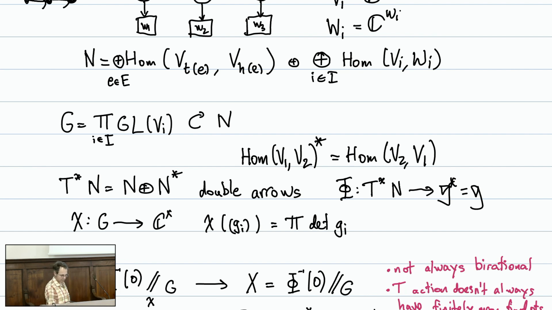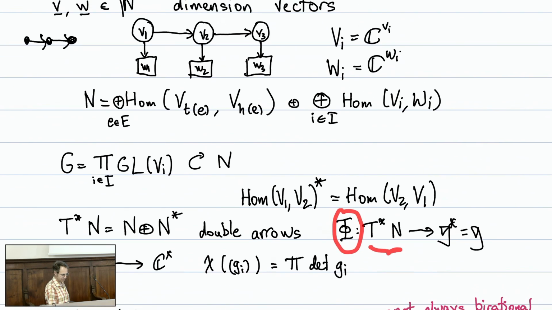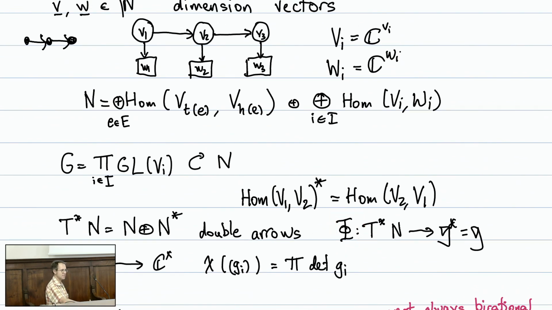And how does this moment map phi work? Well, remember, an element of T star N is like a doubled representation of this quiver. And so given a doubled representation of the quiver, you can start at some vertex and look at all the ways of going out and back, following an edge and its opposite.